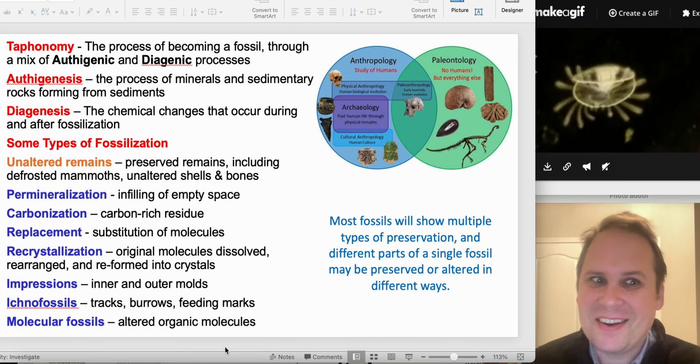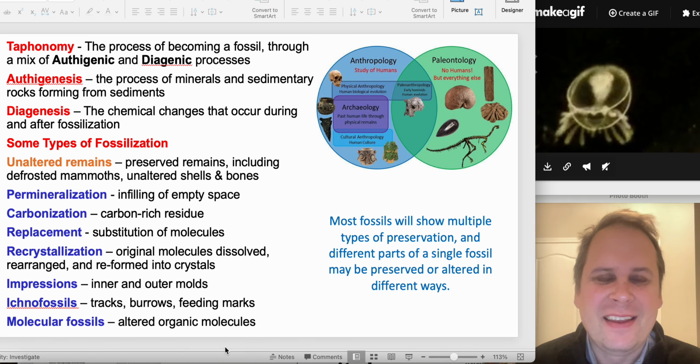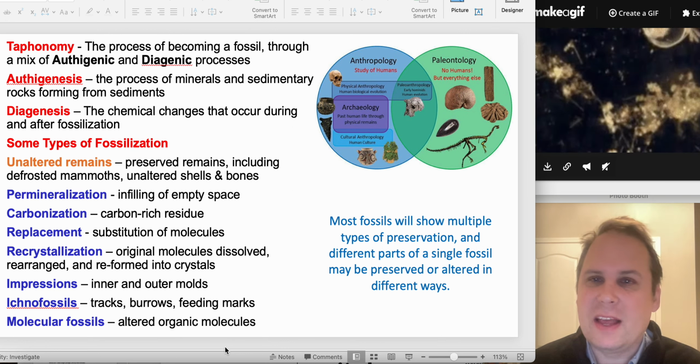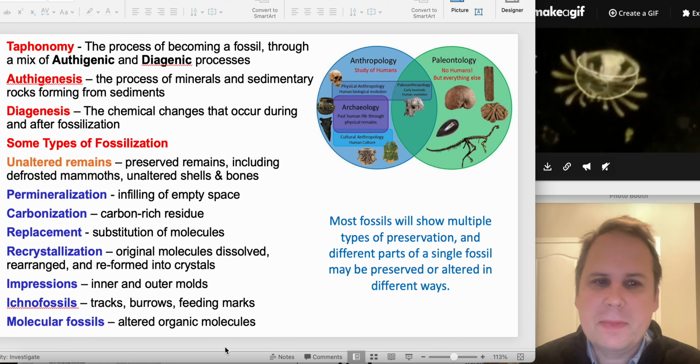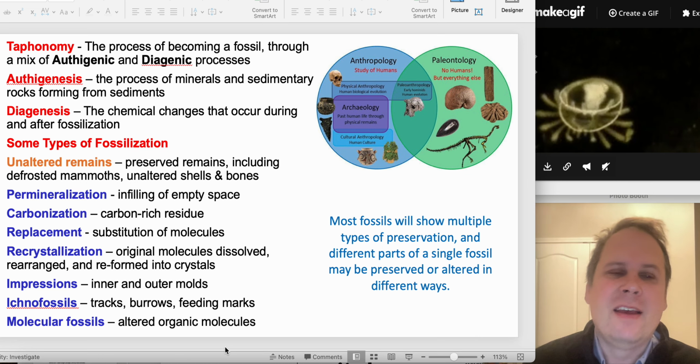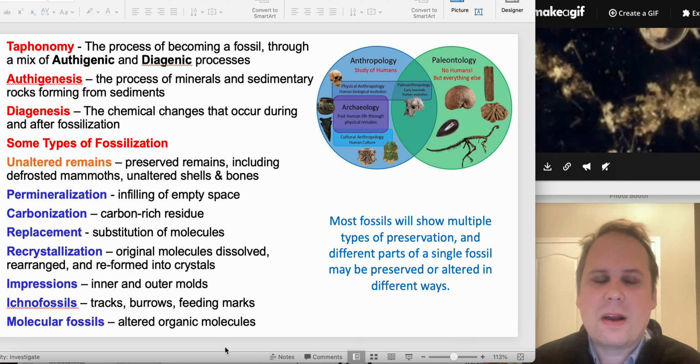Morning. All right, let's talk taphonomy. So taphonomy is just how you become a fossil. Essentially, a mix of orthogenesis and diagenesis. So orthogenesis is basically how rocks form.